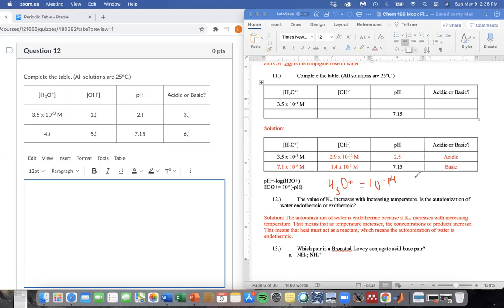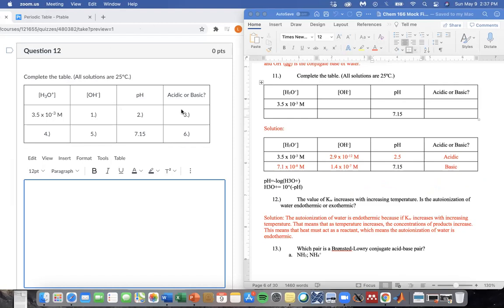Then you use that Kw expression again. Kw equals 1 times 10 to the negative 14th, and that equals the concentration of H3O plus times your concentration of OH minus. To solve for your concentration of OH minus, you would do 1 times 10 to the negative 14th divided by 7.1 times 10 to the negative 8th, and you get a concentration of 1.4 times 10 to the negative 7th molar. Any questions about that one?